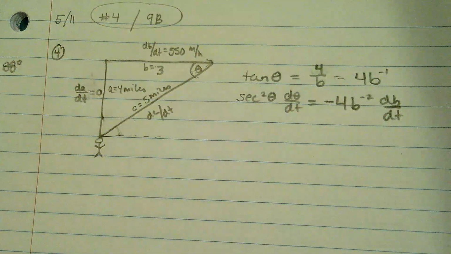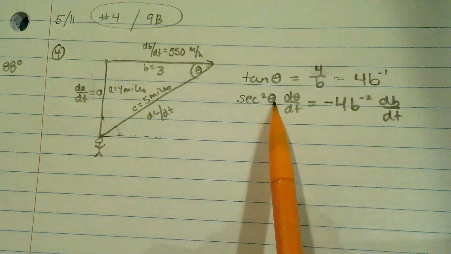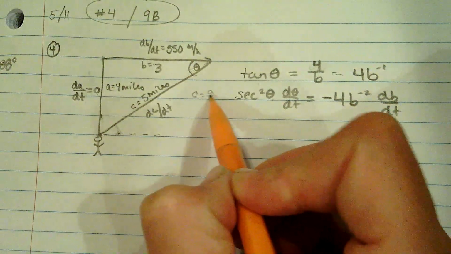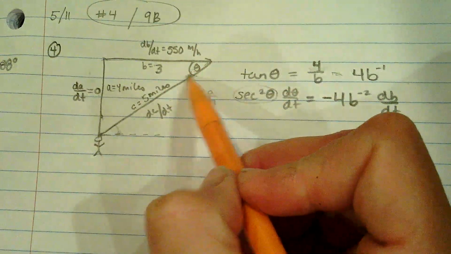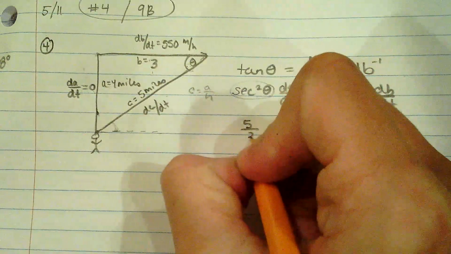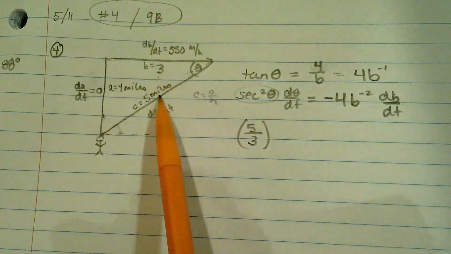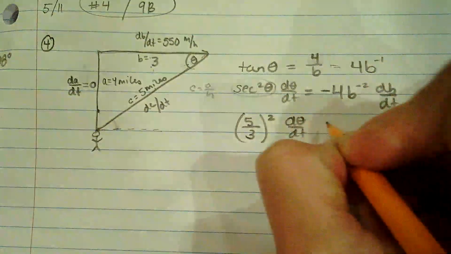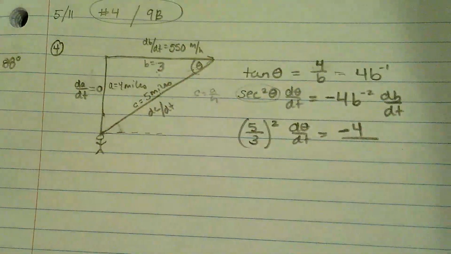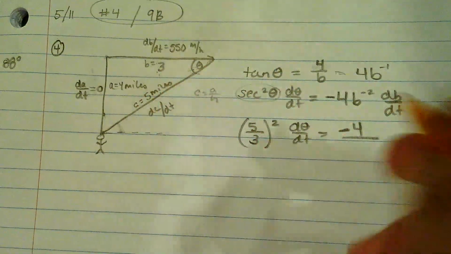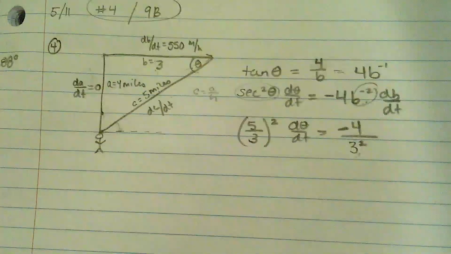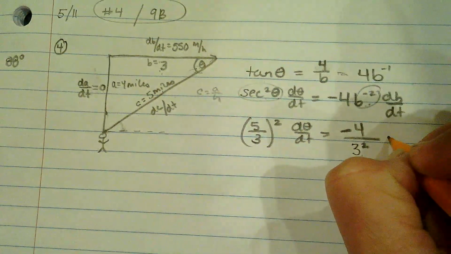Shoot, before we get started here, we have to find out what that angle is. Well, actually, no, we don't. The secant of the angle is the reciprocal of cosine, right? So cosine is adjacent over hypotenuse. So this is hypotenuse over adjacent, which would be 5 over 3. The secant of theta is hypotenuse over adjacent, 5 over 3. And we're going to square that. D theta dt is what we're looking for, equals negative 4 over b squared. And at this moment, b is 3. So that's a combination of me moving this into the denominator and plugging in b. And dB dt we know is 550.